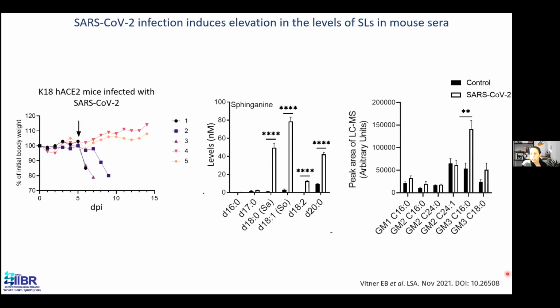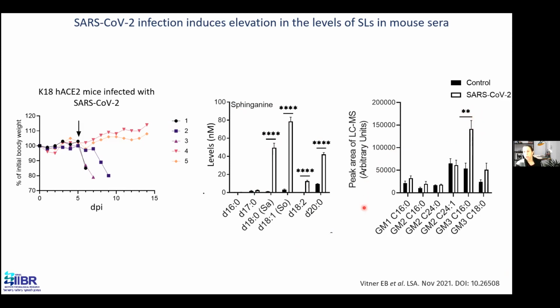Now, I didn't put here all the sphingolipids, just a few of them, but this is published. So if you want to see the complete mass spec analysis, it's online. And this is also what we saw in vitro. We see in the serum a very significant elevation in sphingolipids, and what was very interesting for us, also GM3.